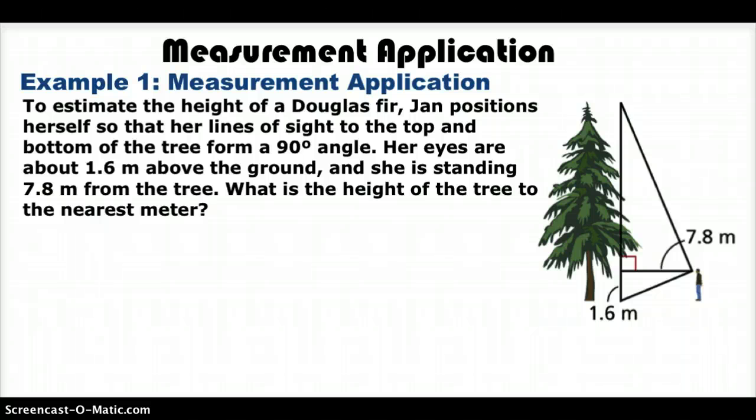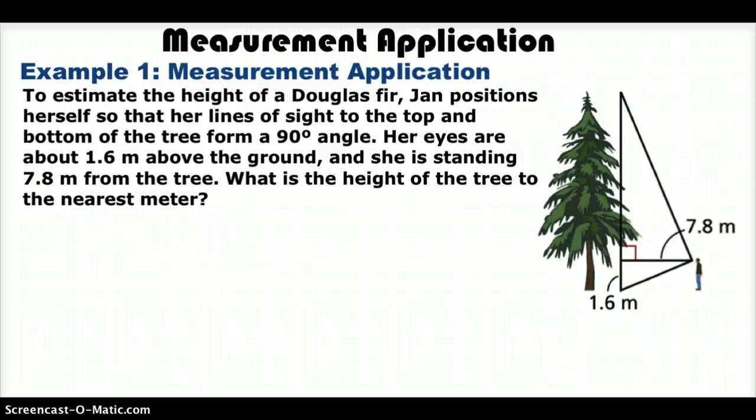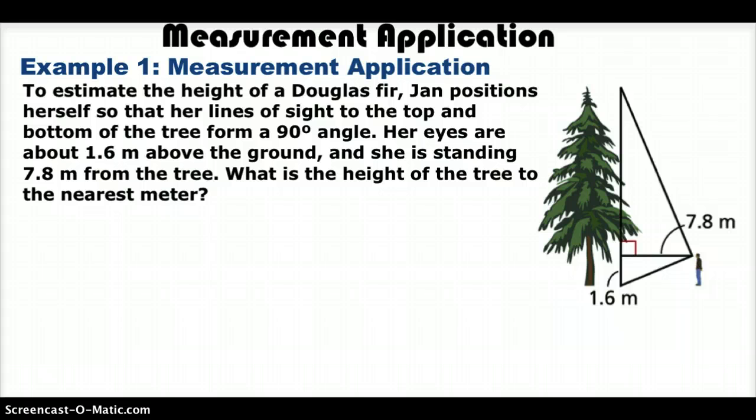Well, it looks like they said that we've positioned this so that it's actually a right triangle. It says Jan positions herself so that her lines of sight to the top and the bottom of the tree form a 90-degree angle. So what they're saying is this right here. And since this is a right triangle, we know we have the altitude here, and then all those things actually follow from there.